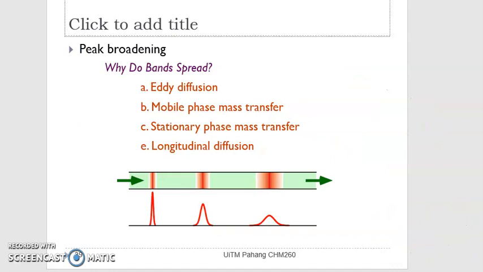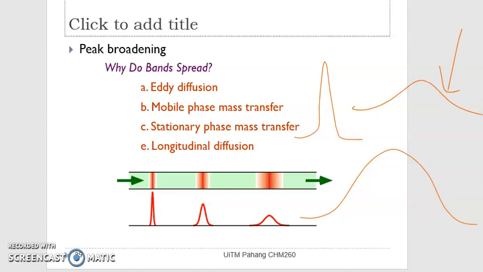Okay. And why do bands spread? Okay, so we have this. This is called why do bands spread? So supposedly this is the shape that we want to get, Gaussian peak shape. But sometimes we may get this kind of peaks, or we may get this kind of peaks. So all these peaks are called broad bands. So why do these bands spread?